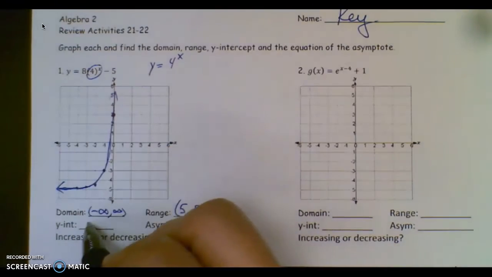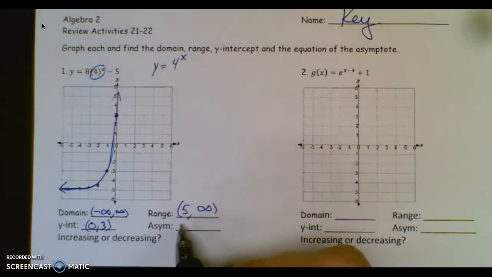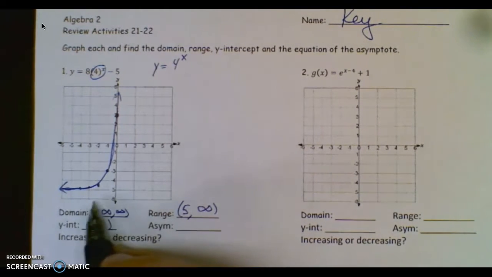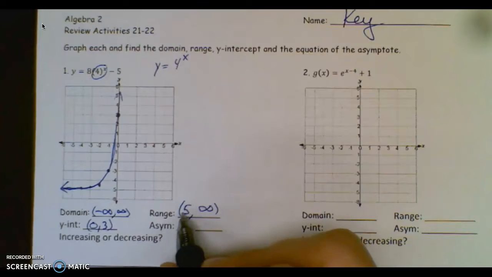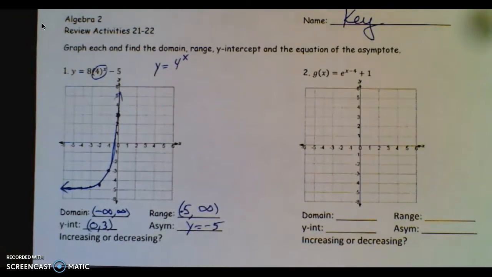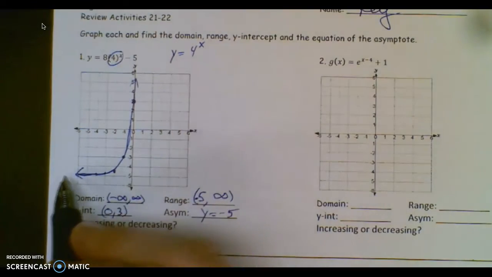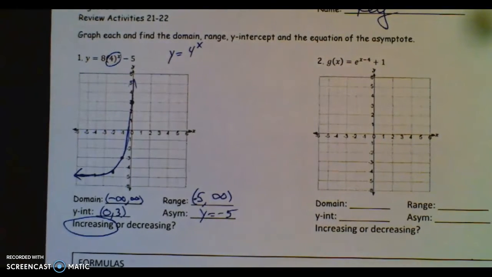Y-intercept is where it hits the y-axis. That would be 0, 3. And the asymptote is the line it approaches but doesn't cross, and that's y equals -5. Is it increasing or decreasing? If I were reading this from left to right, it goes up the whole time, so that would be increasing the entire time. All right, let's get that next one.